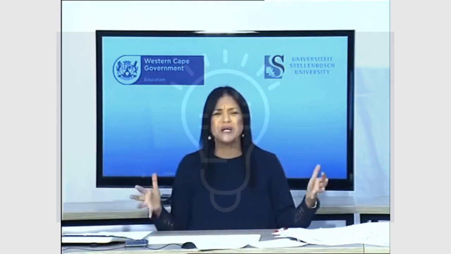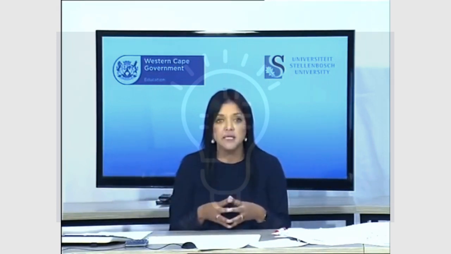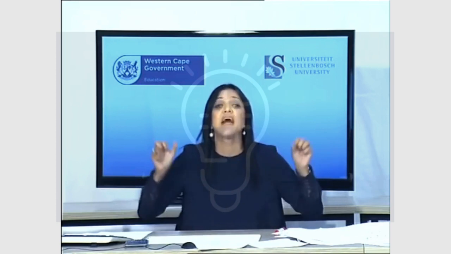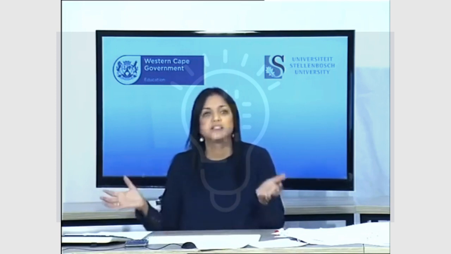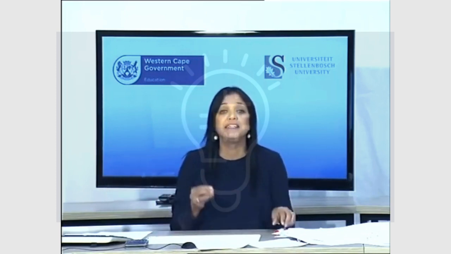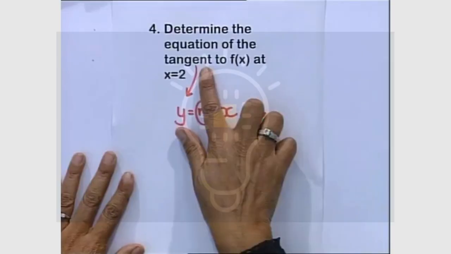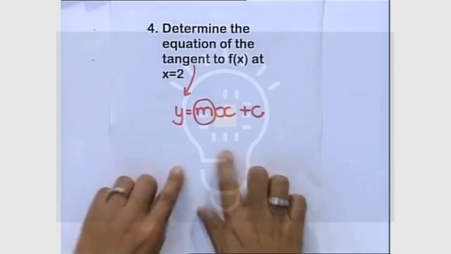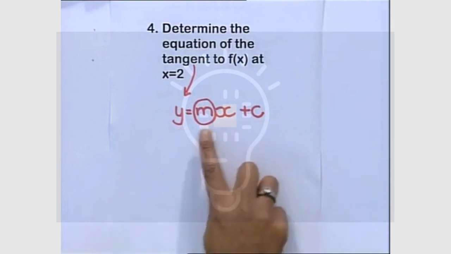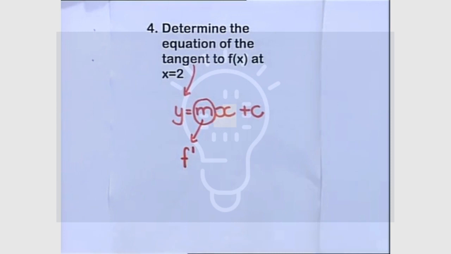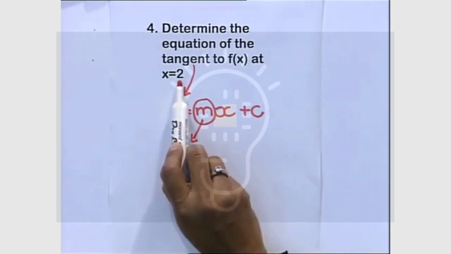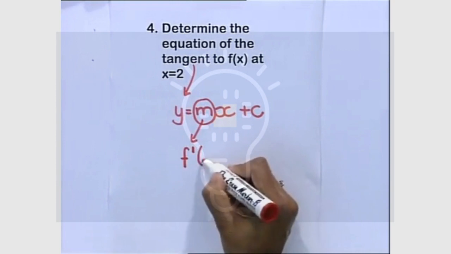If anybody ever asks me, what does derivative mean? You know, we work with derivatives, but what does derivative mean? Derivative means finding the gradient of a curve at a specific point. So derivative means finding the gradient. So if your teacher asks you again to find the equation of a tangent, tell them a tangent is a straight line. To find the gradient, tell your teacher you're going to find the derivative at a specific point. So what point are you going to find the derivative at? At x equal to 2.